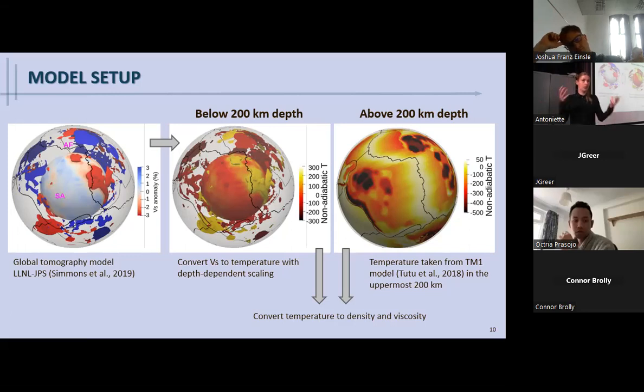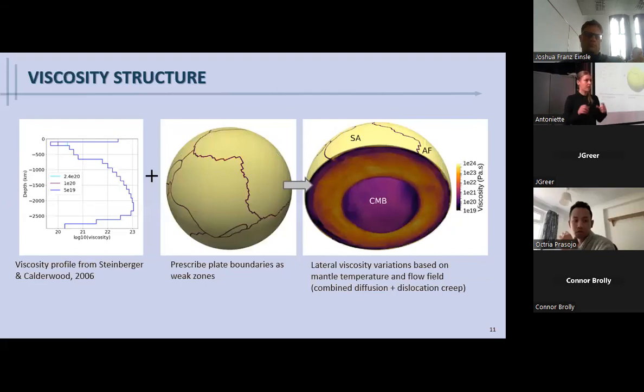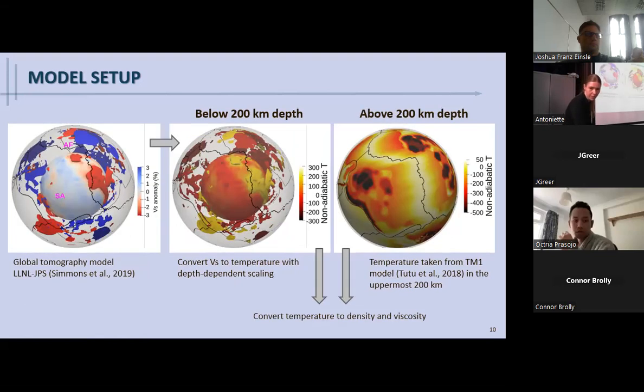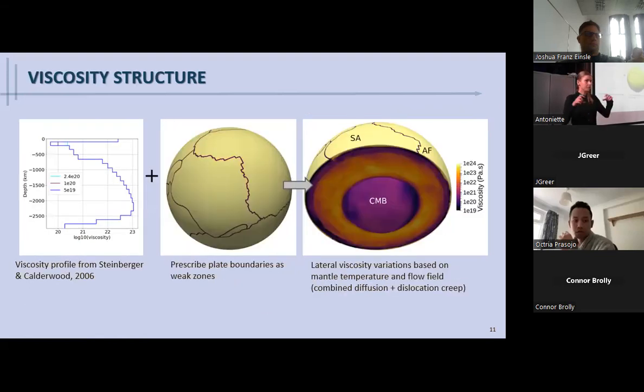And so the viscosity determines how easily we can deform the Earth's mantle. And because that's such an important parameter, I want to go into a bit more detail of how we set that up. So on the left here, what we see is the viscosity profile, so how the viscosity changes with depth, which is a profile from Dannberg and Calderwood. And in addition to that, we also have lateral viscosity variations. On the one hand, caused by the temperature I showed in the slide before. And on the other hand, we prescribe weak plate boundaries. And so we reduce the viscosity in those plate boundaries. And so all of that combined gives us our viscosity structure.